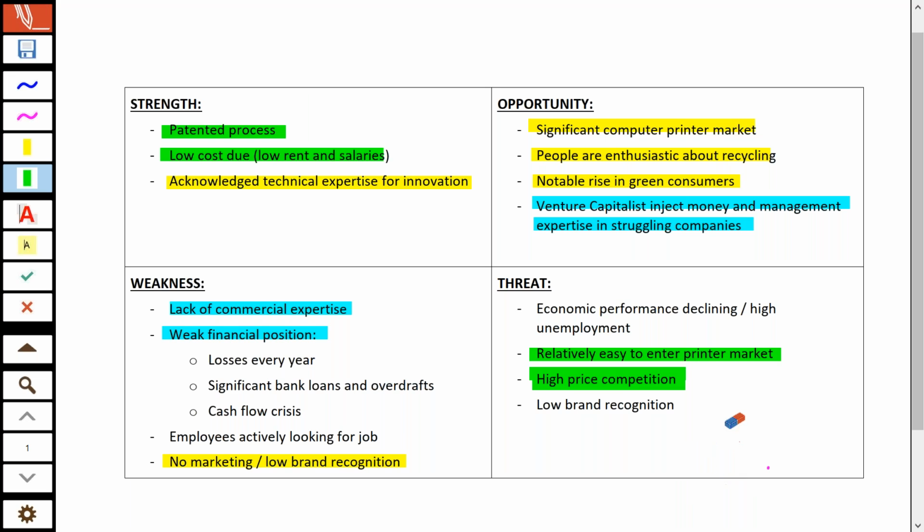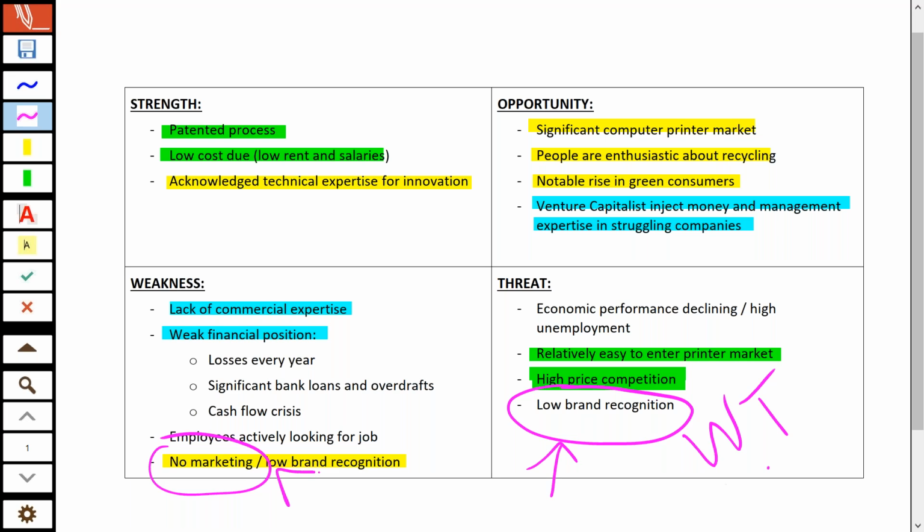And what about WT? We just need one for each quadrant, right? As per the question, remove your weakness. How about marketing? I have this weakness of no marketing, and there's a threat of low brand recognition, right? It's a threat, it's a weakness. So if I do some nice marketing, I come up with some innovative ideas, points, loyalty program, this and that, and try to create marketing in such a manner that I get hold of loyal customers. I create my brand so that customers become a little bit more brand conscious for us.